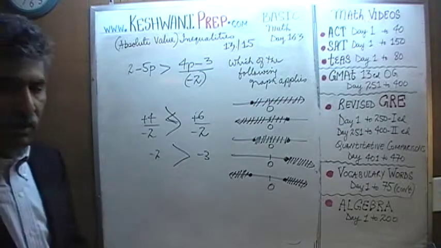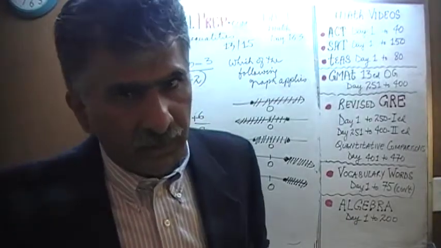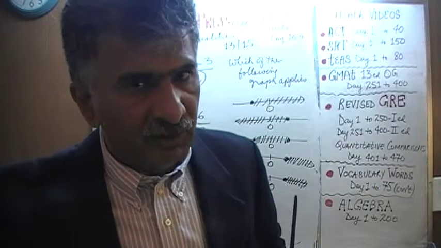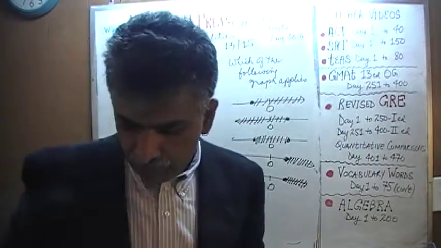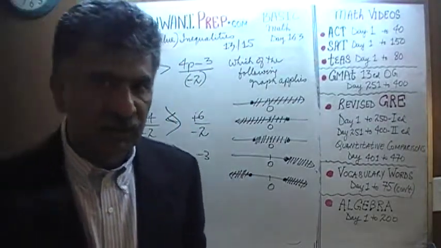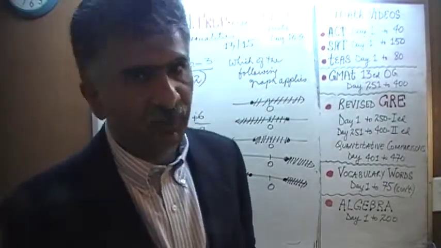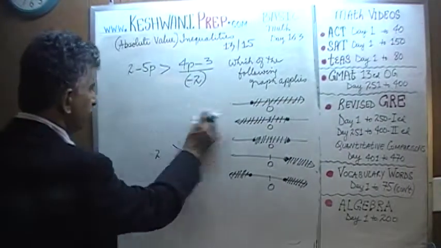As soon as we multiply or divide an inequality by a negative number, we have to switch the direction immediately. Do it right away, so that you don't forget it. Do you understand? That is the one main reason why people get these kinds of questions wrong, because they forget to switch the direction. So let's do it.